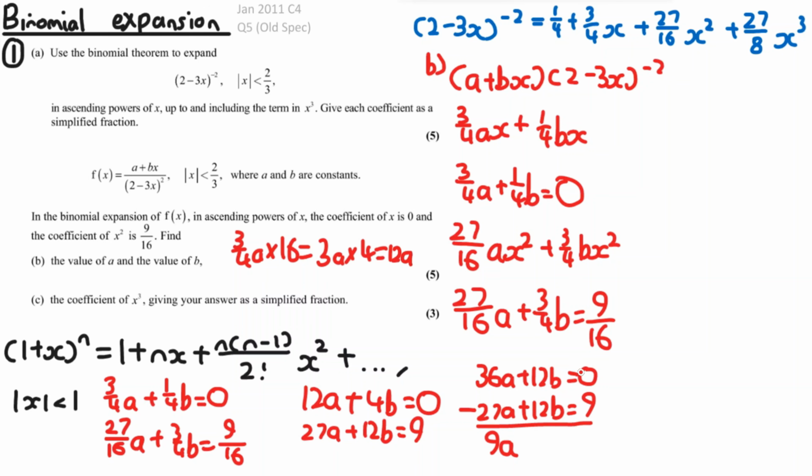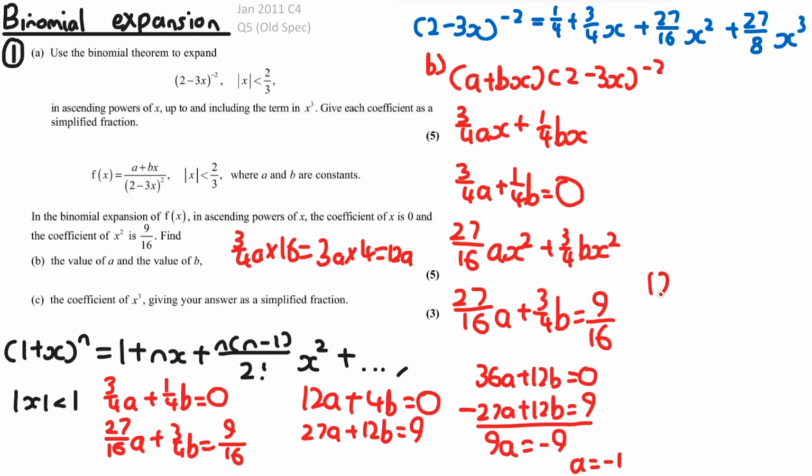Be careful with the minuses here. It's going to be 0 minus 9. So 9a is going to be equal to minus 9, so therefore a is going to be equal to minus 1. So a is equal to minus 1, and then we can figure out b by just subbing a into a simultaneous equation. We'll just use this one here.